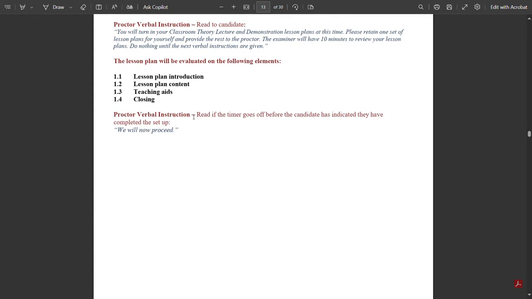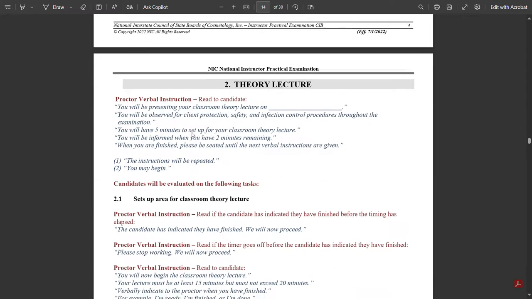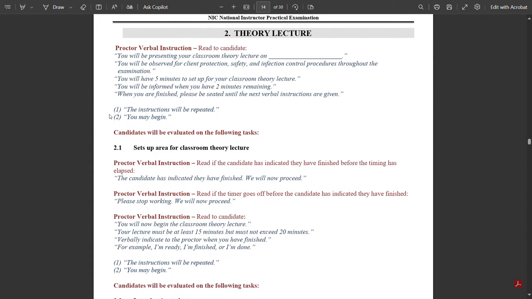So once they have reviewed your lesson plans, they will tell you, we will now proceed, and then you get to the fun part. The theory lecture comes next. So the instructions will be as follows. You will be presenting your classroom theory lecture on blank, whatever your topic was.